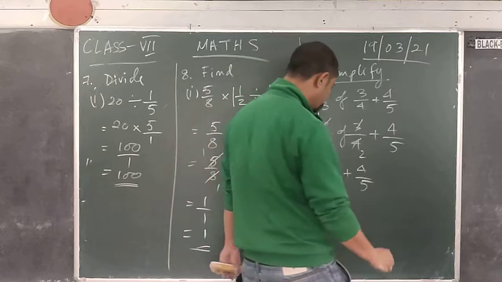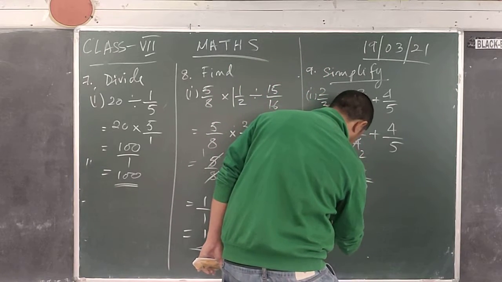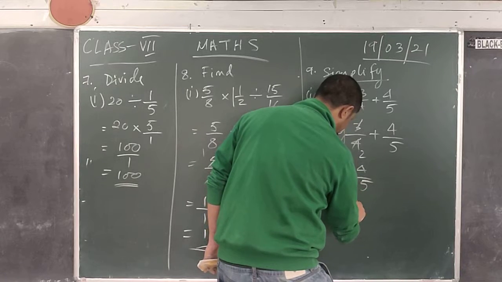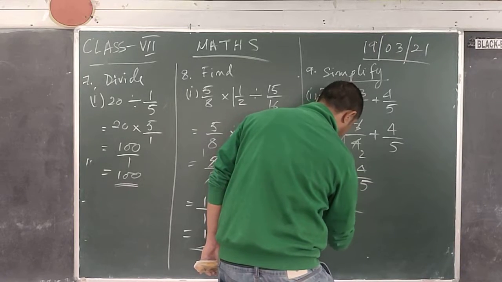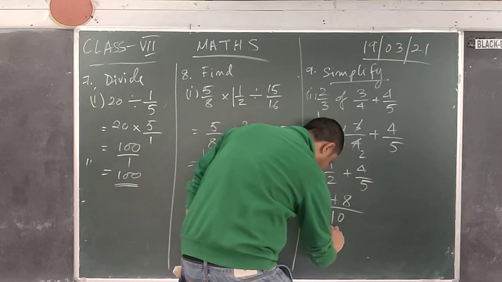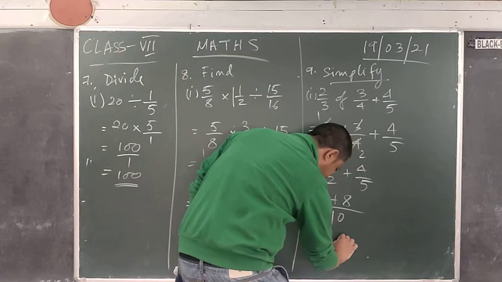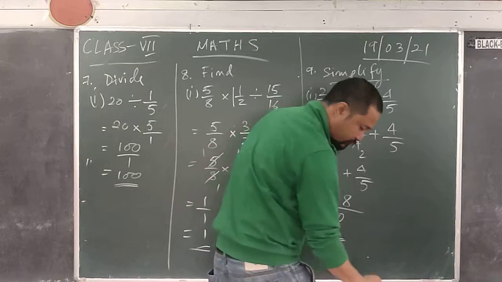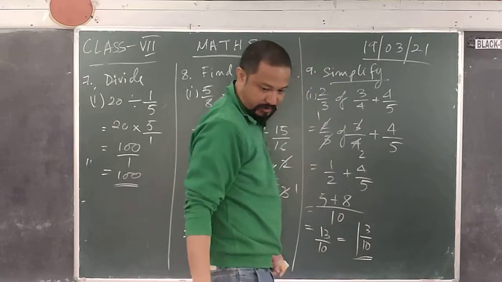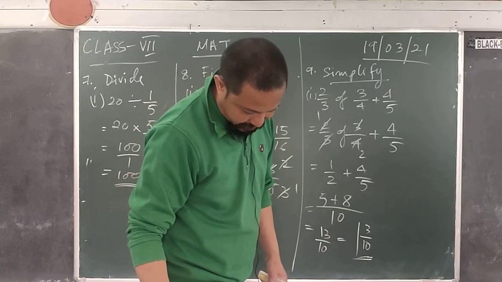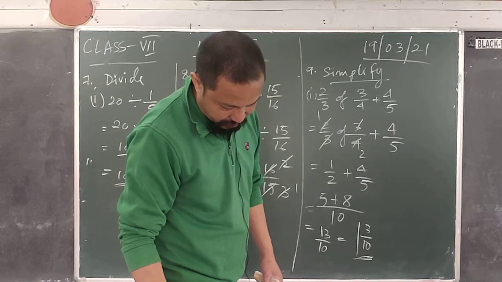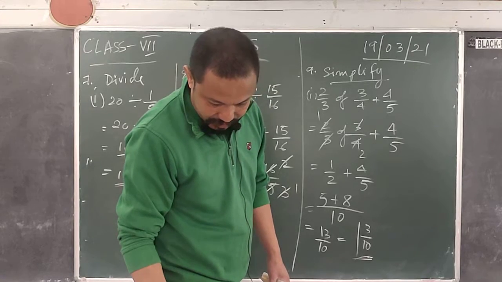Now 5 and 2 LCM will be 10. 2 5s are 10, 5 1s are 5, plus 5 2s are 10, 2 4s are 8. 8 plus 5 is 13 upon 10. Okay, we have to convert this into a mixed fraction. It comes to 1 whole 3 upon 10. This becomes your final answer. Okay, you will do number 4 as homework, and number 9 you'll be doing as homework.